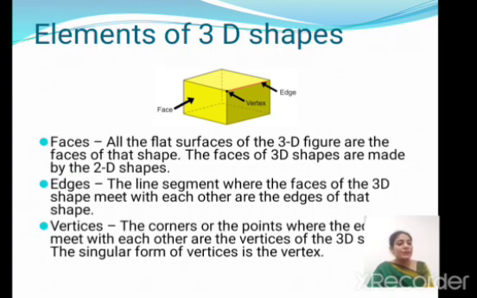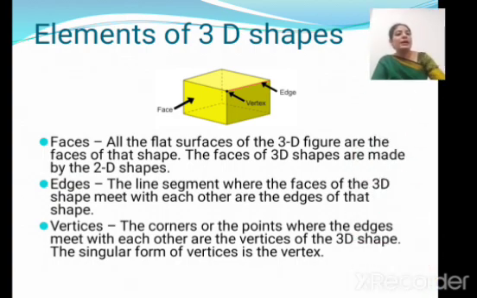Now edges. Where the faces meet each other, these line segments are known as edges. Now vertices: the corner or the point where the edges meet each other is a vertex. These are the edges, and where they meet each other, it is called a vertex. And when we talk about the plural of this, it becomes vertices.